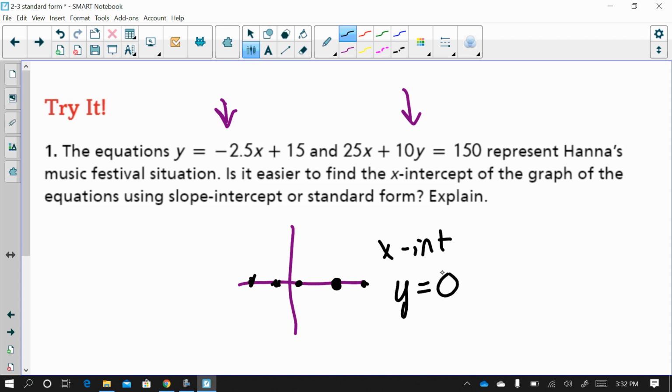So in which one of these is it easier to find the x-intercept? Which would be easier to plug 0 in for y? Well, this one right here is easier. If I plug in 0 for y, this whole term goes away, and it's just dividing by 25 on both sides. If I plug in 0 for y here, I have to move the 15 over and then divide. It's a little less work in standard form. We're actually going to be looking at finding the x-intercept and the y-intercept here in just a second. So it's easier to find the x-intercept in standard form.